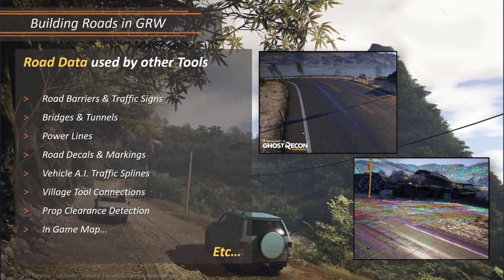Now, those road curves had to be clean because otherwise a lot of other systems wouldn't work properly. They relied on the road network to be cohesive. And this was important because we used it for a lot of systems, like we had bridges and tunnels, we had power lines that had to be placed along roads, the decals and the markings had to be placed procedurally. The vehicle AI, of course, needed to know where to go, and for that they needed a consistent road network. The village tools had to connect to them. And finally, we also had other checks that we could do, like prop clearance and the in-game map. So a lot of systems relied on a clean and properly managed network of roads.